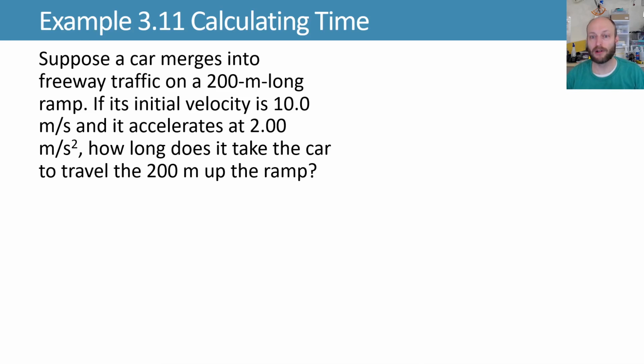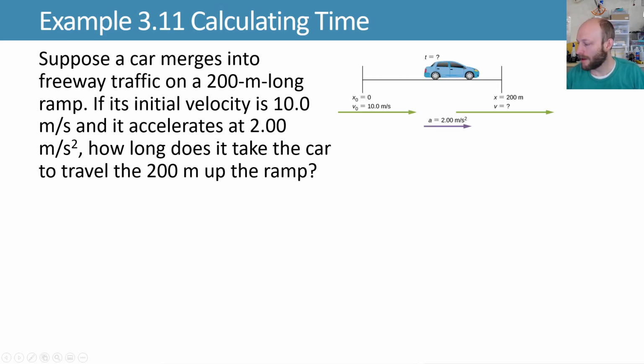Let's consider a car merging into freeway traffic on an on-ramp. We're going to draw a little diagram here to help us out. Say that our initial velocity is 10 meters per second. So I've got initial velocity of 10 meters per second. We accelerate at 2 meters per second squared. So we write that down. And we want to know how long it takes us to travel the 200 meters up the ramp. So we're traveling 200 meters.